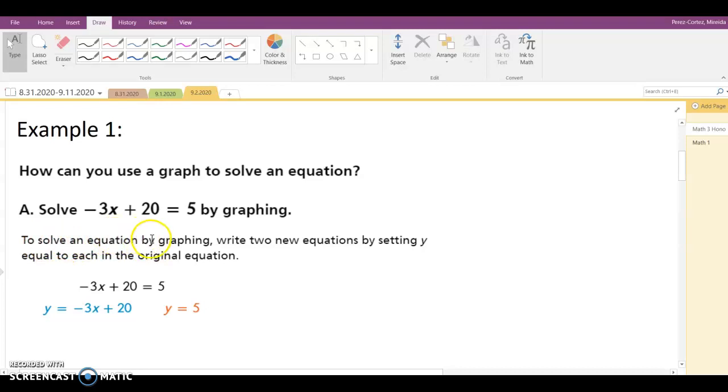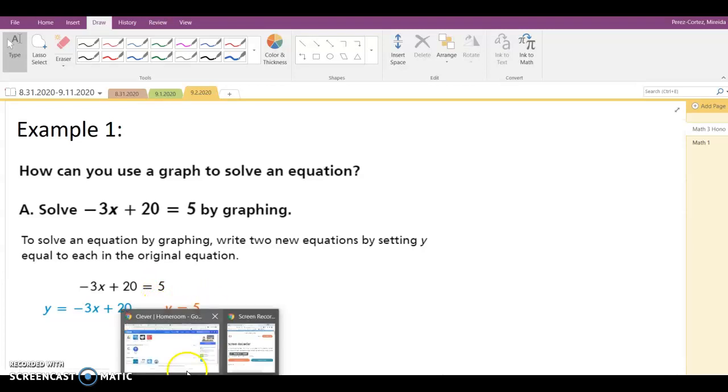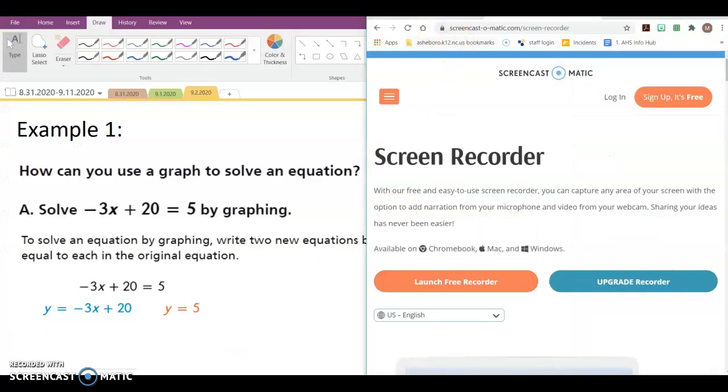To solve an equation by graphing, you have to write two new equations by setting y equal to each side of the original equation. So for example, the negative 3x plus 20 is one equation itself, so I said y equals that equation. And then 5 is on the other side of the equation, so I said y equals 5. And how am I going to solve this? I am going to go to Desmos.